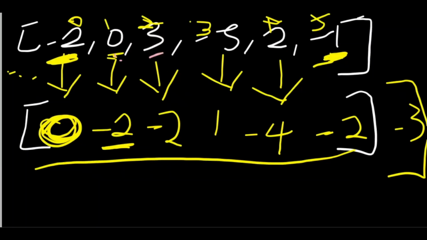3, right? The sum of all the numbers before index 2 is minus 2 plus 0, that's minus 2. The sum of all the numbers before index 3, 3 plus minus 2, and so on and so forth. Now, how does this help us?